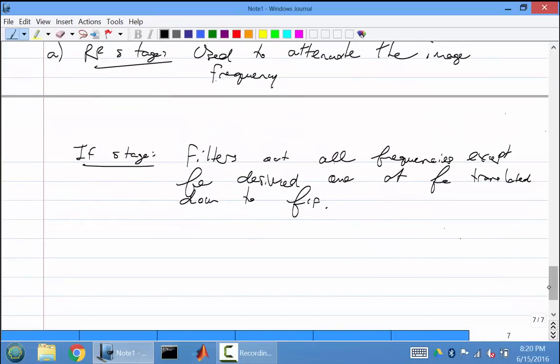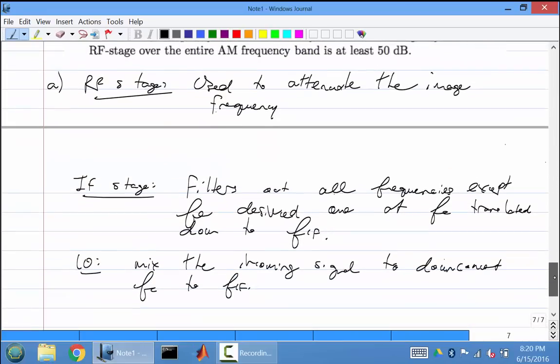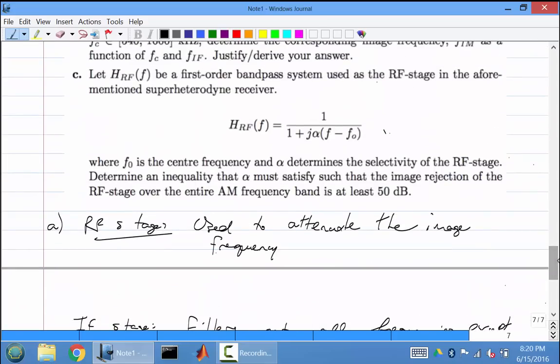Okay, translated down to f of IF. Really sorry about that. And then we have our local oscillator. The purpose of that is to mix the incoming signal to down convert the carrier frequency to the intermediate frequency. So that's the point of that. So we have the RF stage, the IF stage, and the local oscillator.